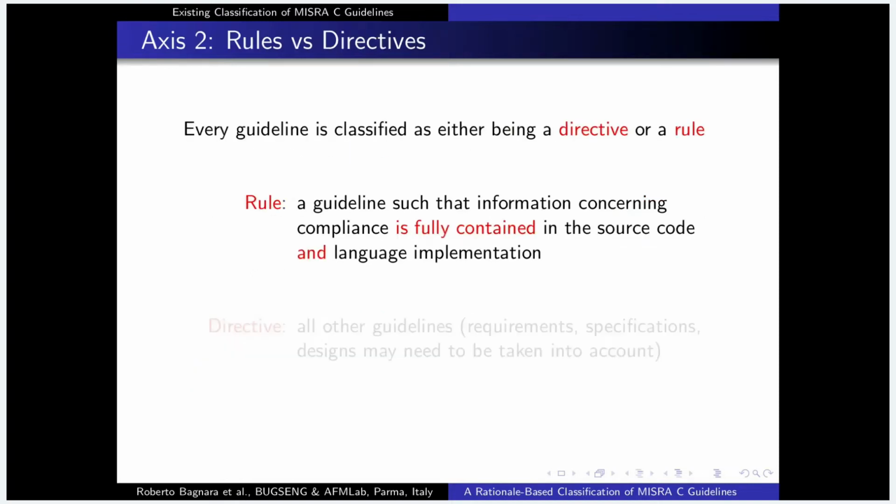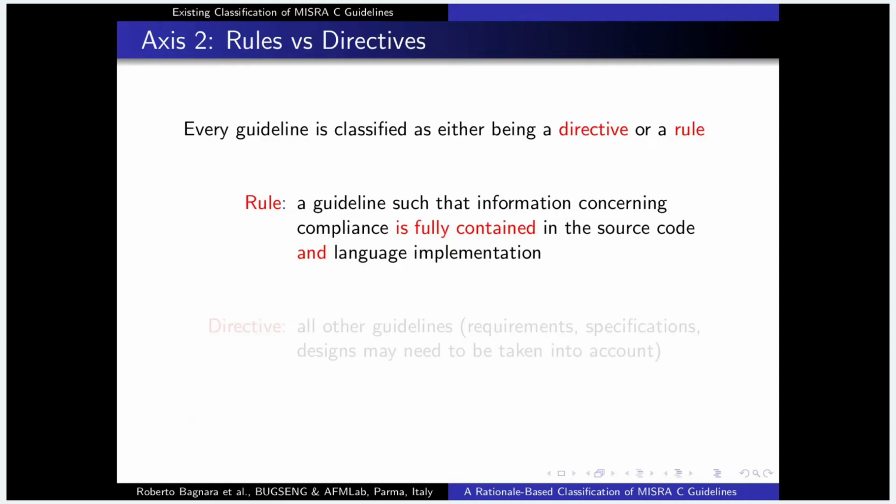Then axis number 2, rules and directives. Every guideline is classified as either a directive or a rule. A rule is a guideline such that all the information concerning compliance is contained in the source code and in the language implementation. Notice, I always stress this point. A piece of source code means nothing. Int X means nothing until you know how many bits in your implementation is an int.